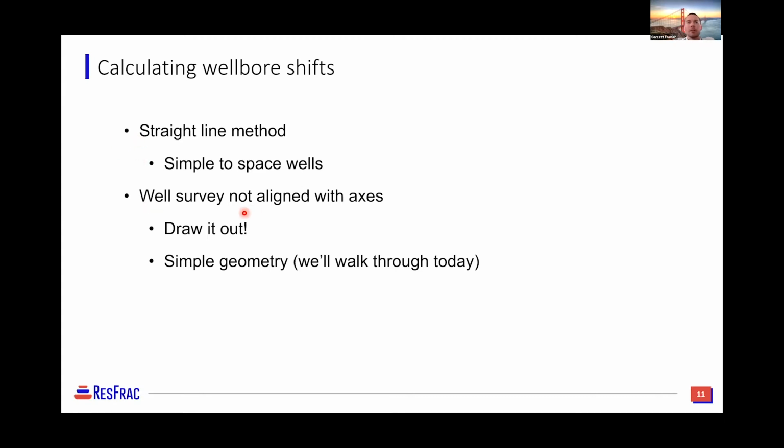If you have a well survey, you're likely not aligned with one of the axes. And so thinking about how to shift wells in these different coordinate systems becomes slightly more complicated. That's what we're going to draw out today and just show some simple geometry that allows you to do this. But first and foremost, I can't emphasize enough, take out a napkin whenever you're doing this and just quickly draw it out, and you'll save yourself a lot of time and iteration versus trying to do it all in your head.